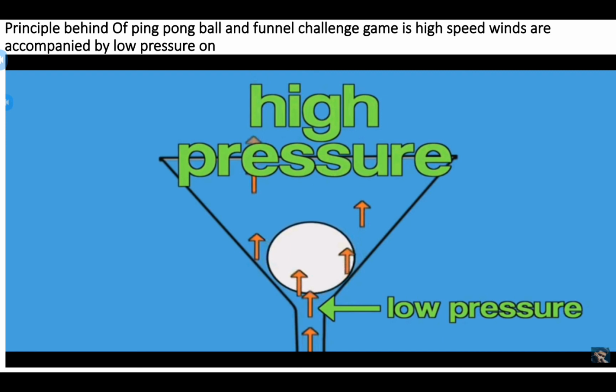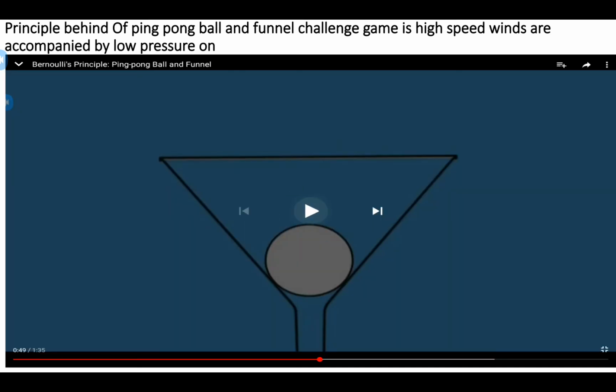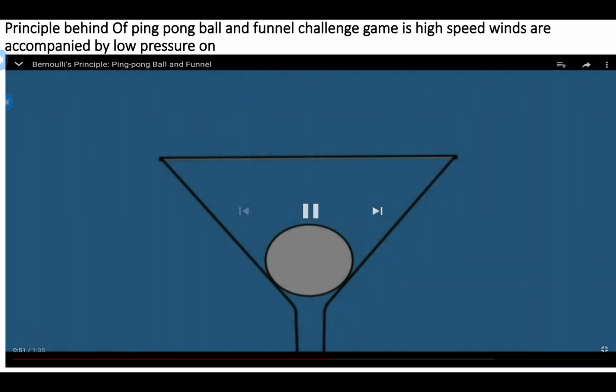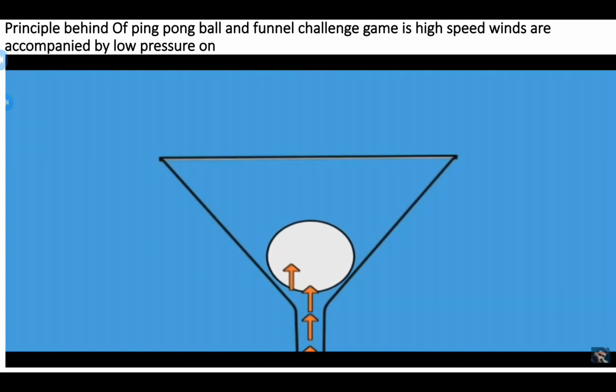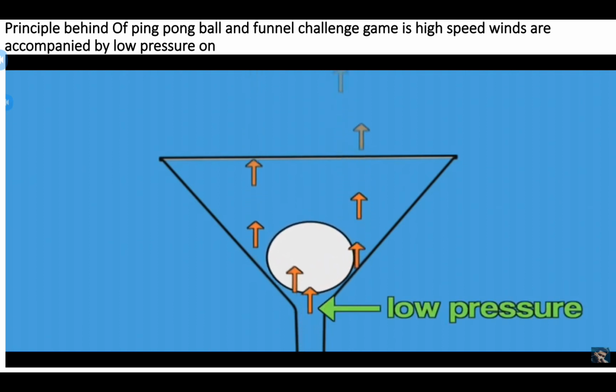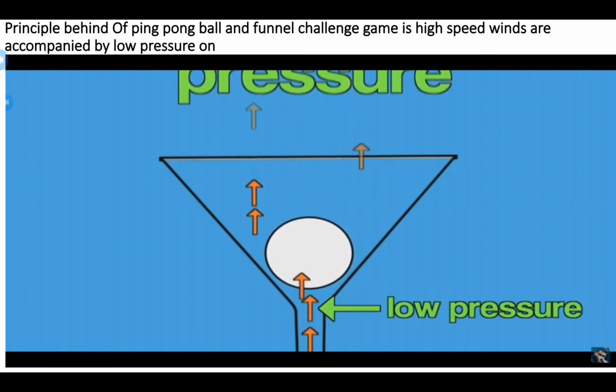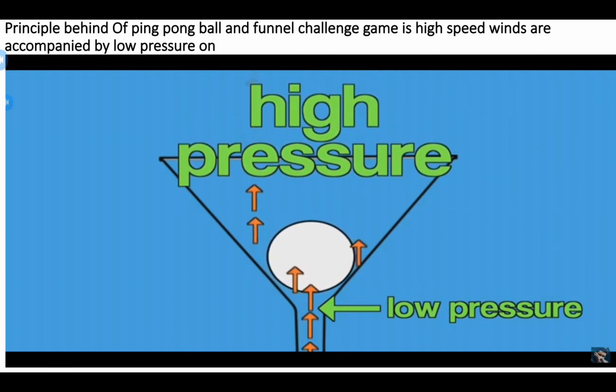See all of you here. This is the ball. We need a funnel, and we keep the ball inside the funnel. Generally when we blow the air, the blowing air is mainly high speed wind and has low pressure. Then the atmospheric air present around the ball may exert more pressure, high pressure.